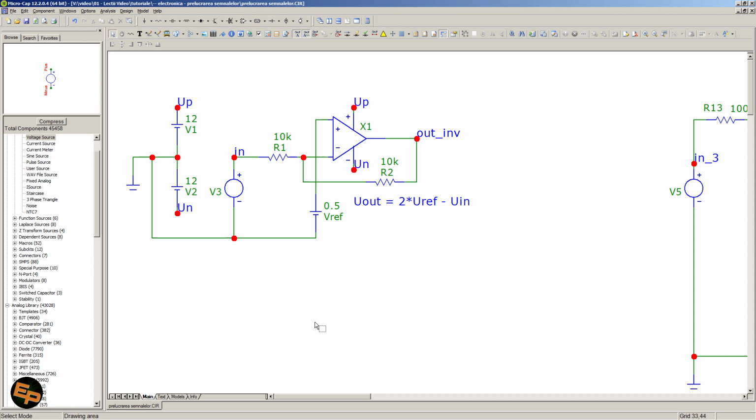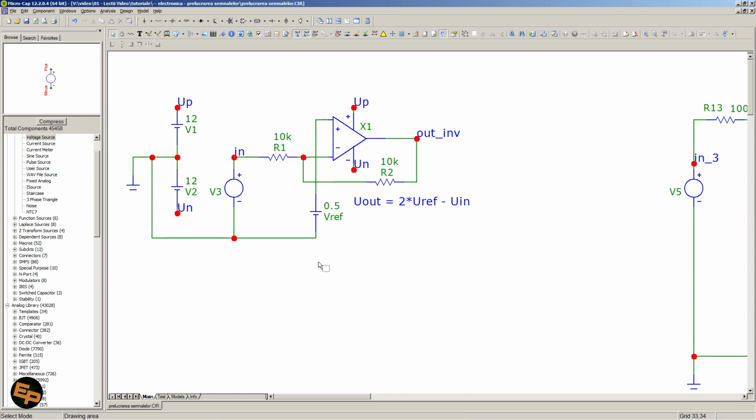I'm not gonna go into inverting and non-inverting amplifiers. You can find plenty of videos on YouTube. Just search op-amp inverting or op-amp non-inverting, and you will be able to learn about these two very basic configurations, okay?